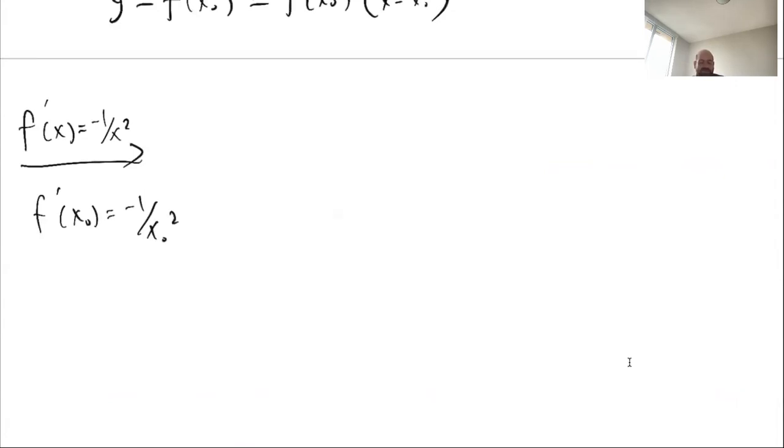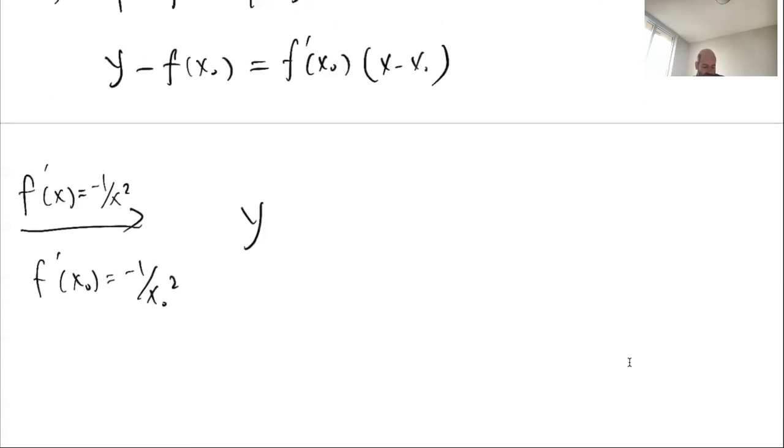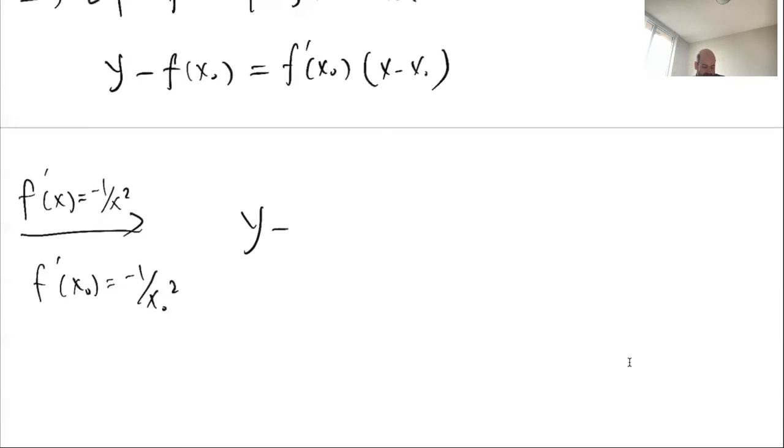So f prime of x is minus 1 over x squared. Of course, you can find f prime of x using the quotient rule, or you can also do it with the power rule. X to the power minus 1, the derivative is minus 1 times x to the power minus 2, which is minus 1 over x squared. And f prime of x0 will be minus 1 over x0 squared. So then my equation will be y minus 1 over x0 equals minus 1 over x0 squared times x minus x0.